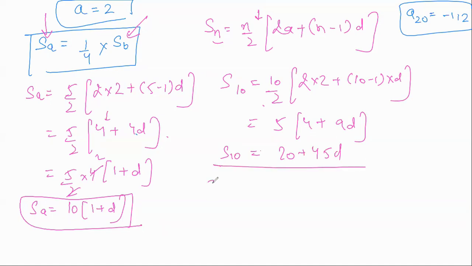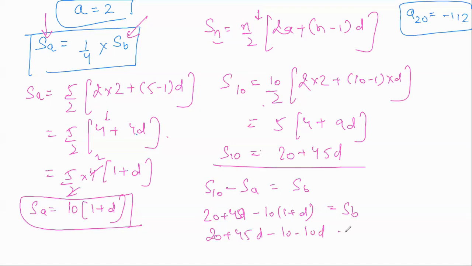When you subtract S10 minus SA, meaning from the total sum of the first 10 terms you subtract the sum of the first 5 terms, you will get the sum of the next 5 terms, right? You will get SB. So what is S10? That is 20 plus 45d. And what is SA? That is 10 times (1 plus d), and that equals SB. So let's open it: 20 plus 45d minus 10 minus 10d equals SB. 20 minus 10 is 10, and 45d minus 10d is 35d. So this is the sum of the next 5 terms. This is SB.